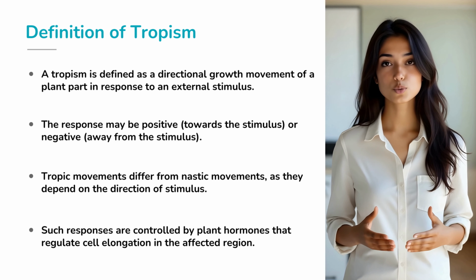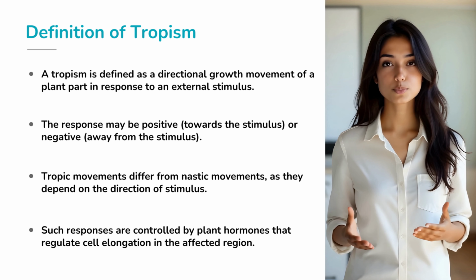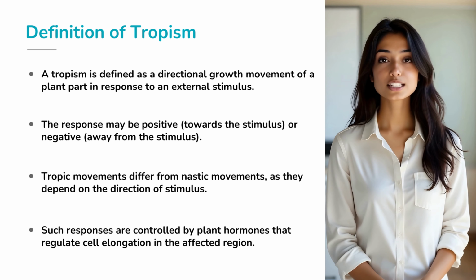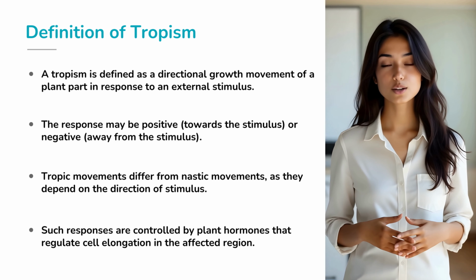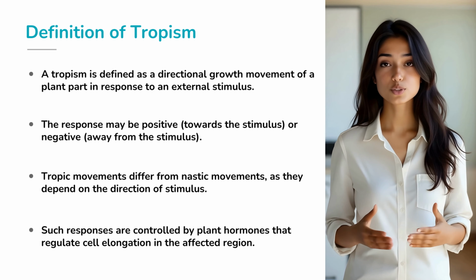Unlike quick, reversible movements like the folding of a mimosa leaf, tropic movements are growth-based and usually permanent. Behind the scenes, plant hormones carefully regulate these responses, elongating certain cells and creating the beautiful bending patterns we observe.